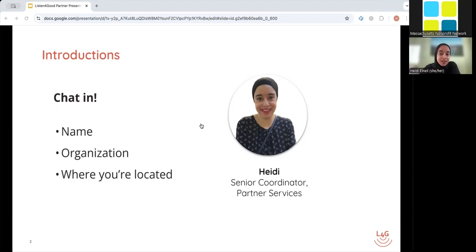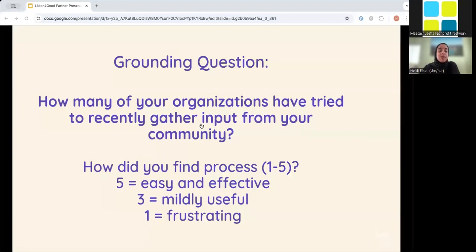But also, after or while you do that, I do have a grounding question for us, which is, when you think about the way that you gather input from your community, how easy or difficult do you find that process? 1 being, it's a really frustrating process. We're not getting the data we want. 5 being, it's a great process. It's smooth. We're getting the information that we want.